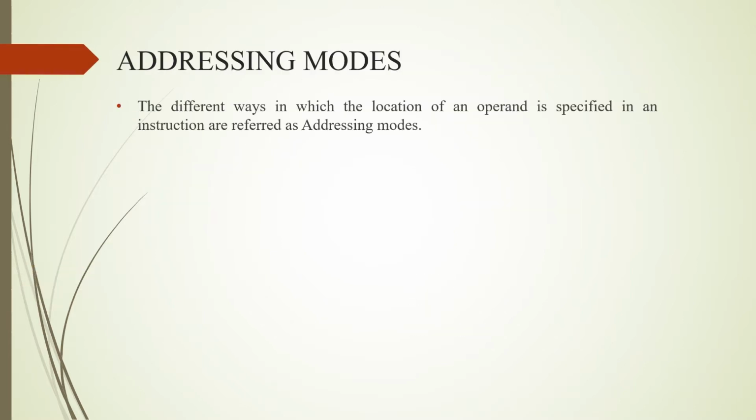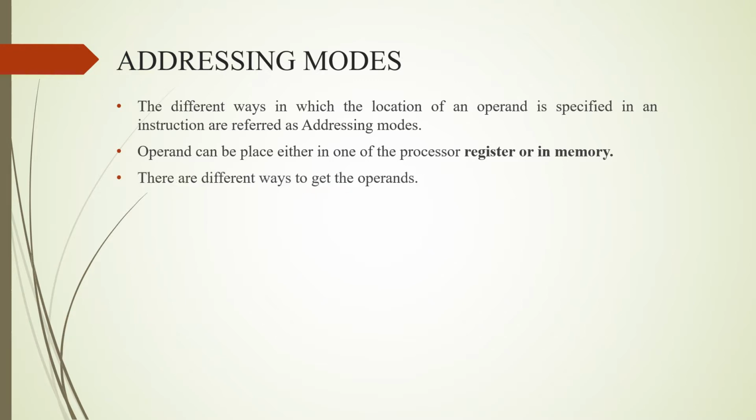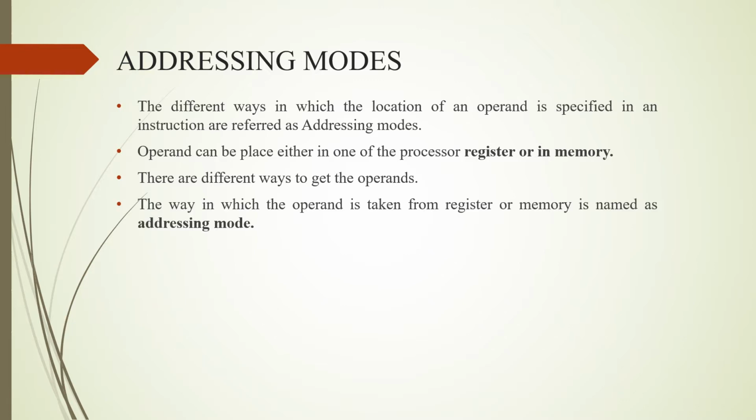Addressing modes. The different ways in which the location of an operand can be specified in an instruction is referred to as addressing modes. We know already that an instruction consists of two parts, opcode and operands. An operand can be placed either in one of the processor registers or in the memory. There are different ways to get this operand, and the way in which the operand is taken from the register or from the memory is named as addressing mode.